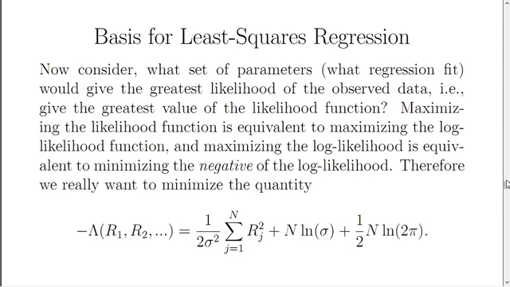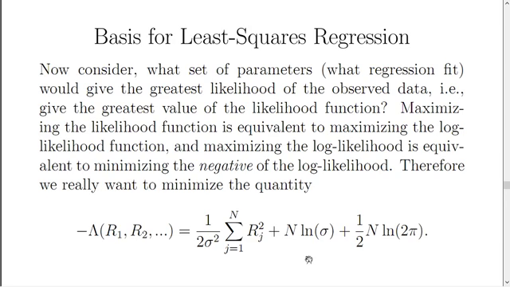To choose our model, we chose the parameters which gave the greatest likelihood of the observed data. But which one is it? Well, maximizing the likelihood function is equivalent to maximizing the logarithm of the likelihood function. Maximizing the log likelihood is equivalent to minimizing the negative of the log likelihood. So what we really want is to minimize this quantity, negative log likelihood, which is this quantity here.